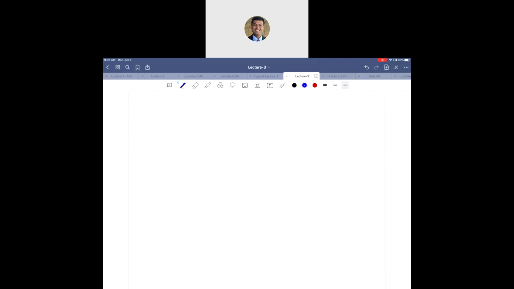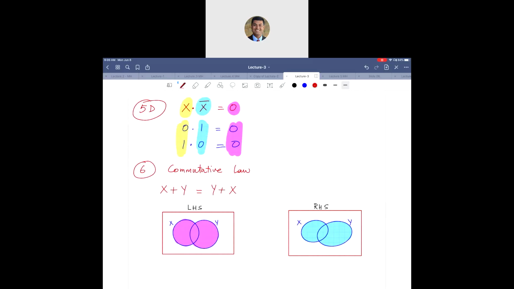If you guys see me moving through these a little bit faster than you would like me to move, please stop me and we can revisit those properties. X and Y is the same as Y and X. Commutative law for AND operation. So it doesn't matter what you do AND with what. X and Y is the same as Y and X. The order doesn't matter. Again, this can be proved with, actually, let's just prove this quickly with this because it doesn't take much time.